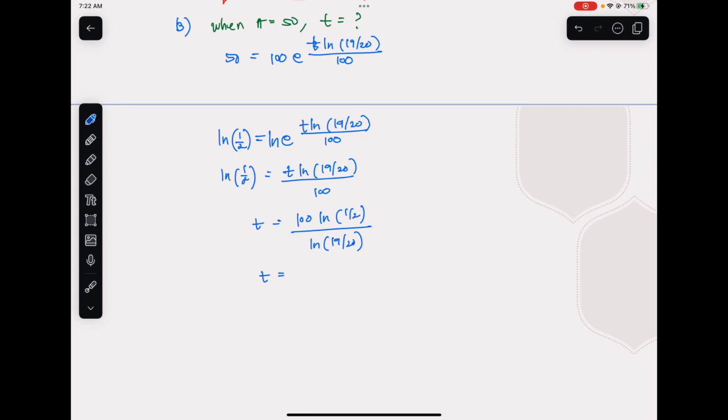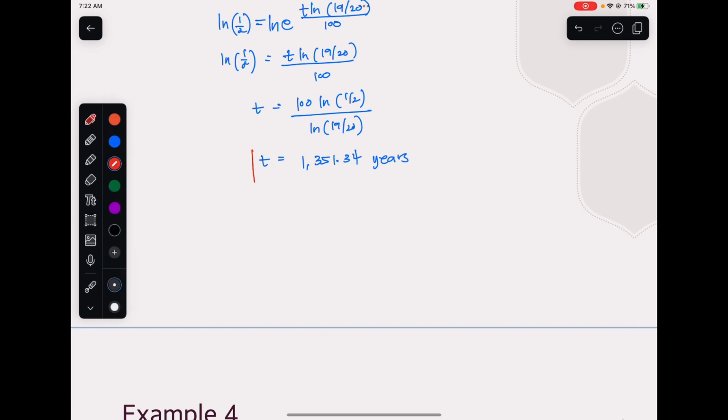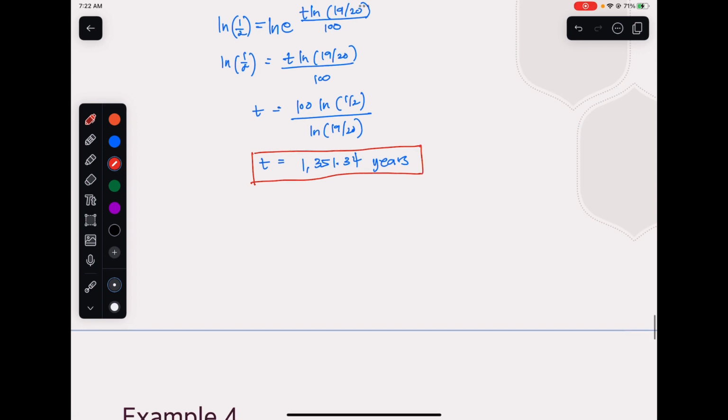So our time then will take 1,351.34 years. So to find the half-life of radium.